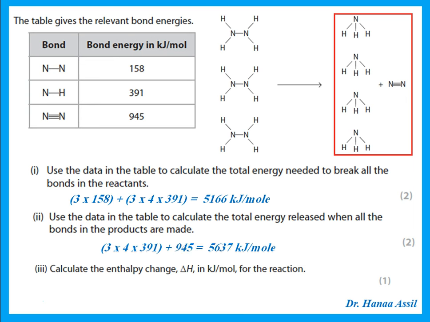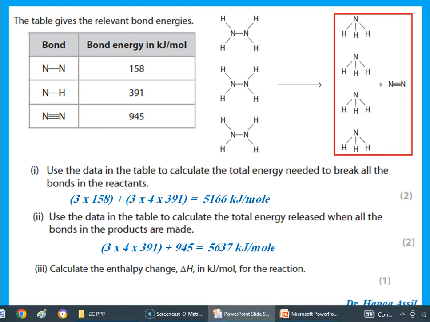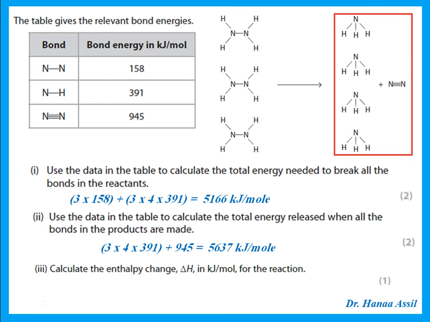We have the NH bonds. How many NH bonds do I have? I have 3 for each NH3. I have 4 of them, so 3 times 4. And he tells me that the NH bond is 391, plus the N triple bond N, which is 945. So the total of all that is 5,637.